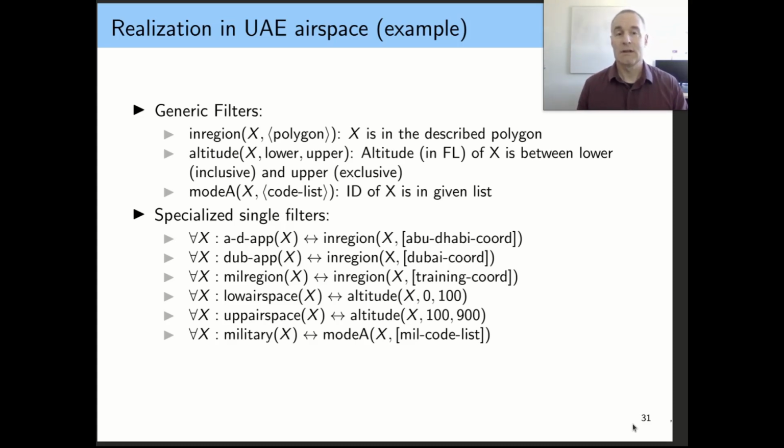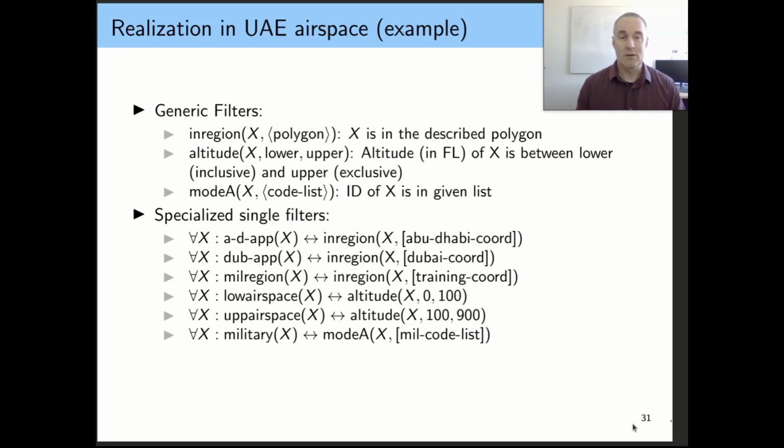So there's the notion of a relation in region, which is a polygon that is a particular region that we care about or that we don't care about. The altitude of an aircraft is between some lower bound or not, and whether an aircraft is on a certain kind of list, specifically a list of military aircraft or civilian aircraft, is the dividing line here in this particular application. And then we also have some specific filters. This example looks at the United Arab Emirates and the airspace there, looking at Abu Dhabi and Dubai. So AD is Abu Dhabi, DUB is Dubai.